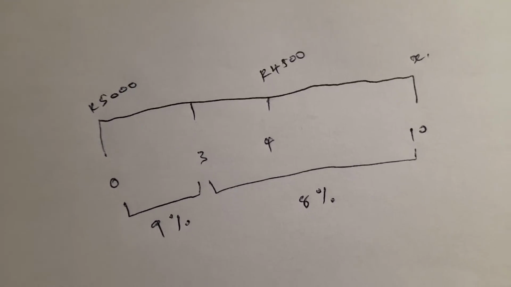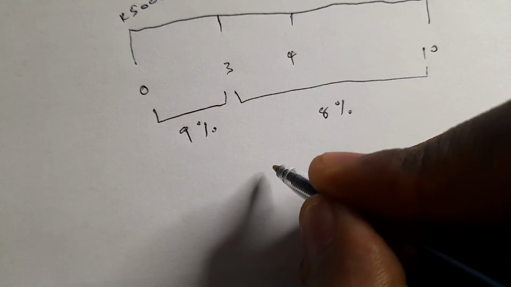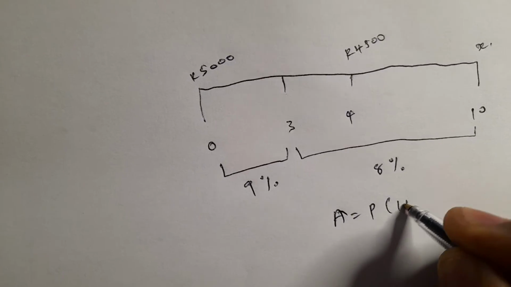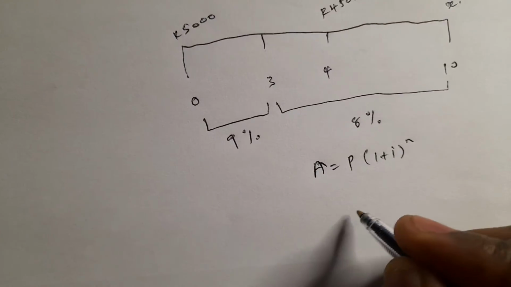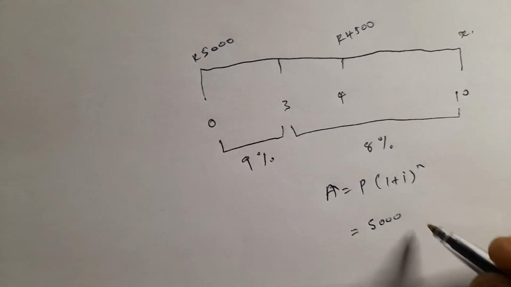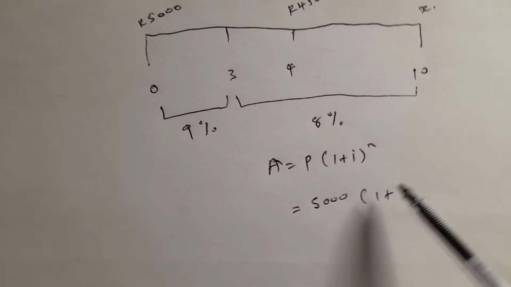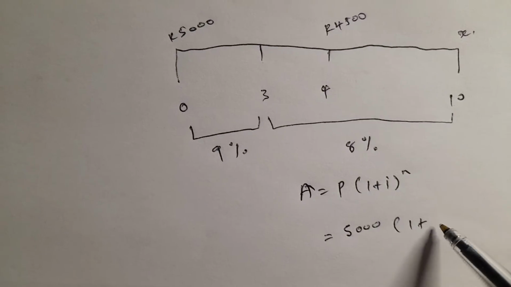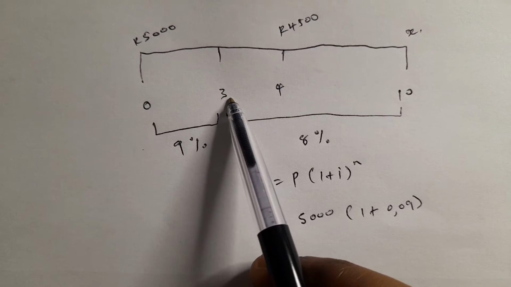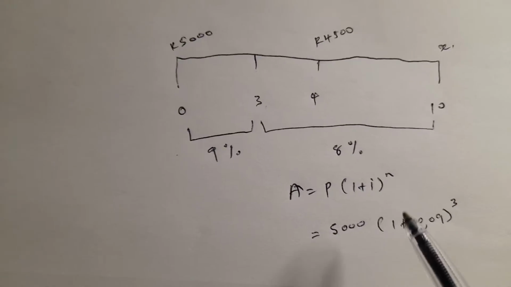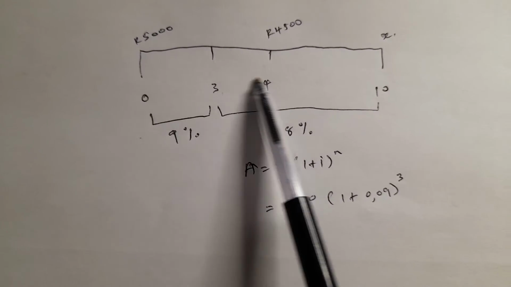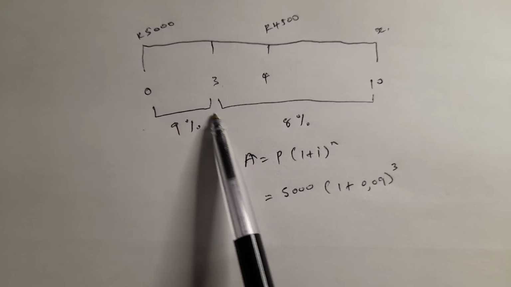Which is your accumulated amount. So we all know that the compound interest formula is A = P(1 + i)^n. What is it that we know? We know that the person is putting 5,000, and that 5,000 is at an interest rate of 9%, so that will be 0.09 to the power of 3, because it's 9% for the first 3 years. You can't put 10 years, because then you're saying that this 9% is for all 10 years, and it's only for the first 3 years, right?